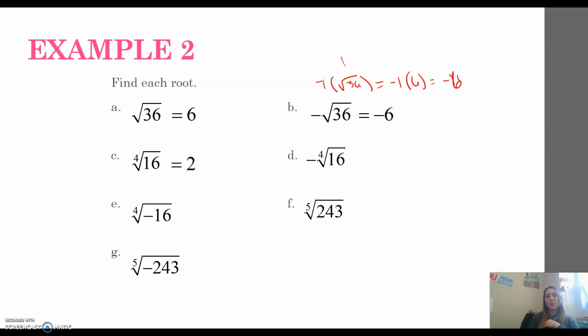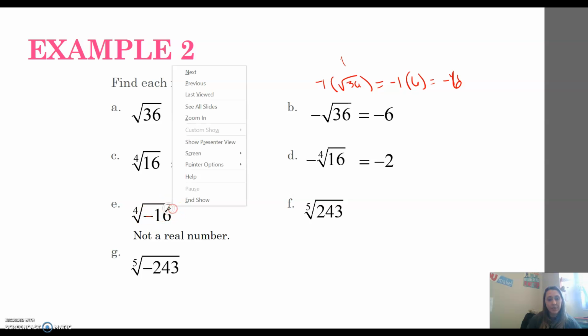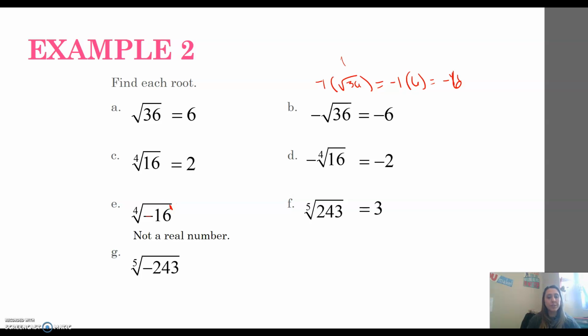That's positive 2. We have the same kind of situation, so we're going to find the 4th root of 16, which is 2, times -1, so -2. Now we have a negative right here, and because this is negative and the root is even, we're going to have no real solution.